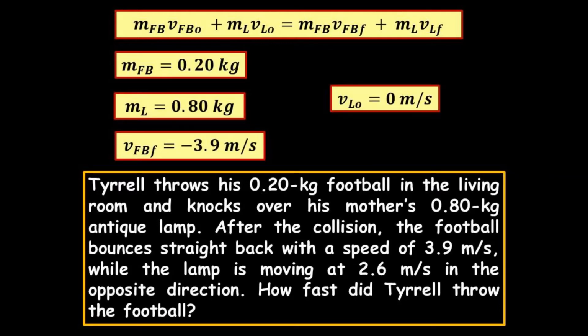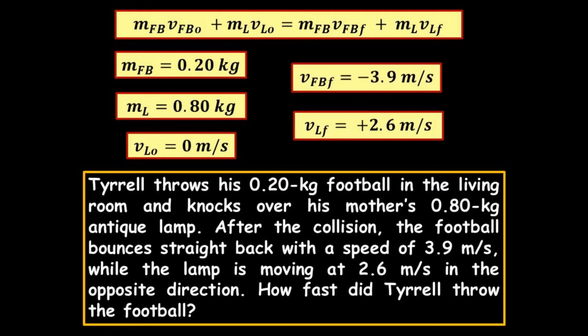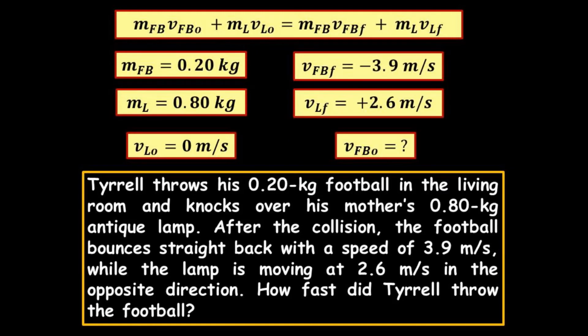The initial velocity of the lamp is 0 meters per second because it's standing still as Terrell throws the football. As the lamp is struck, it is going to fly forward. Now the forward direction is going to be positive, so the lamp is going to fly forward at 2.6 meters per second. Now, finally, we're going to be looking for the initial velocity of the football.